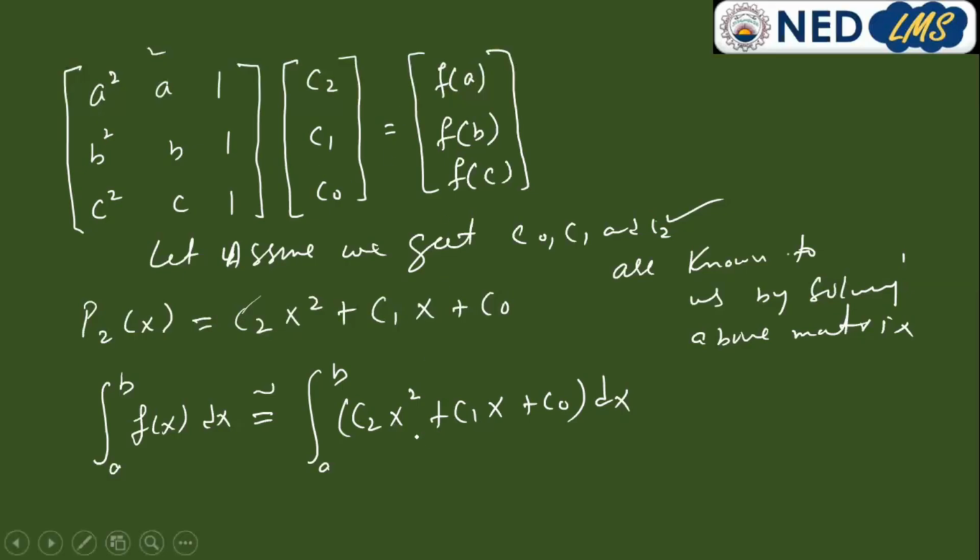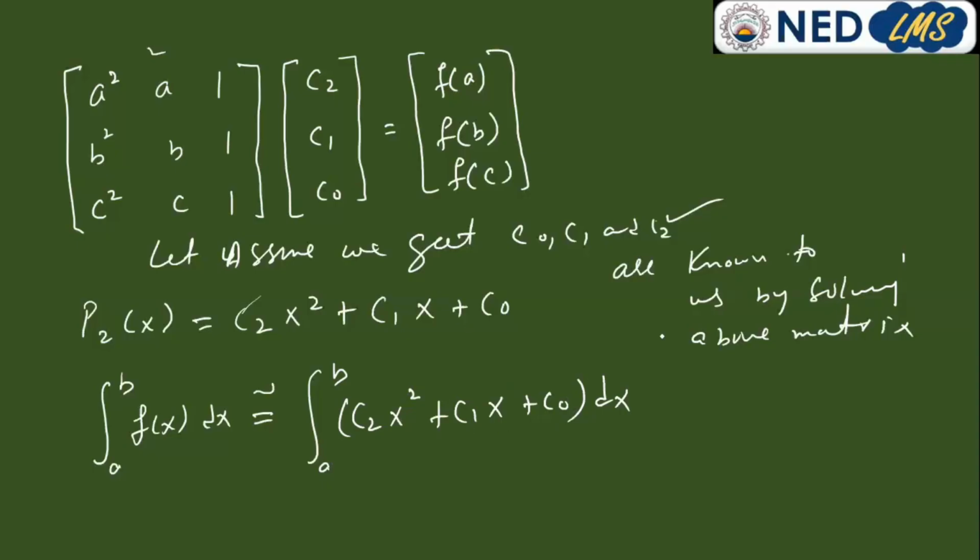After the simplification of this whole process, the values that you obtain for C0, C1, C2 will be replaced here, and you have to integrate. This will become x cube over 3, x square over 2, and x, and then you have to subtract the upper limit minus the lower limit. You will get a definite answer. Definite answer means it is not a function of x anymore; it will be a numerical quantity.